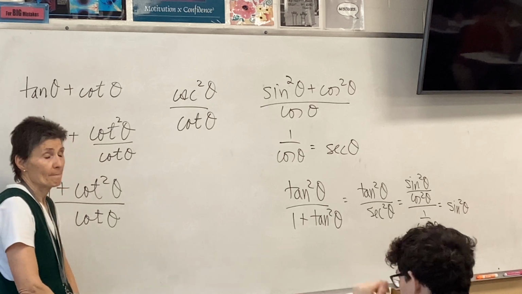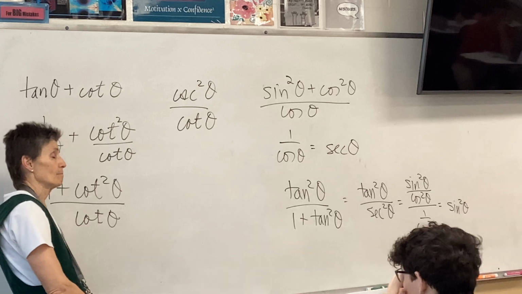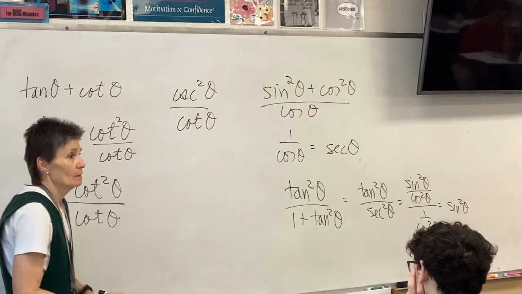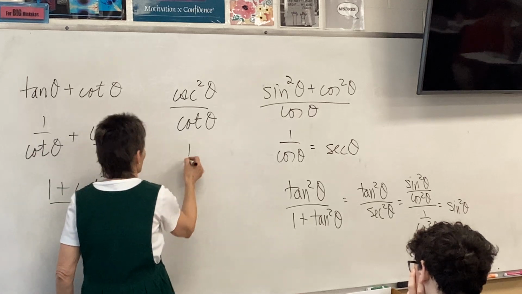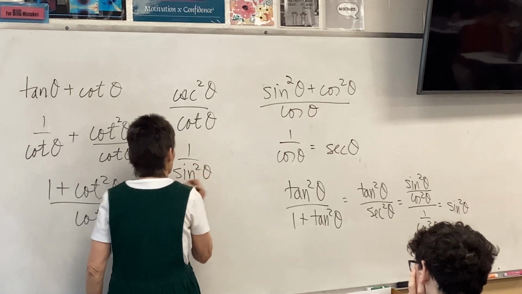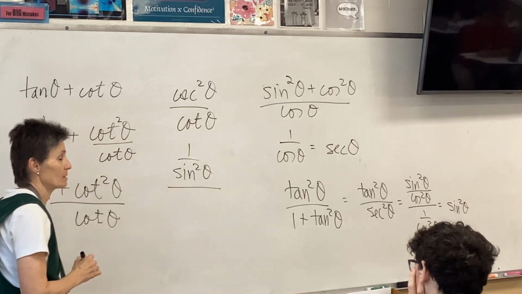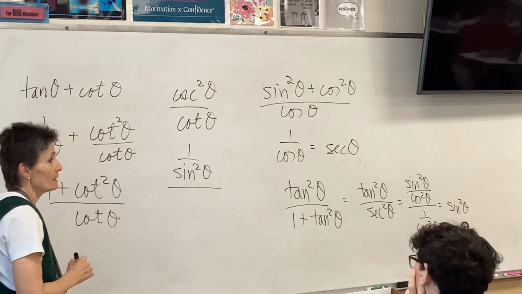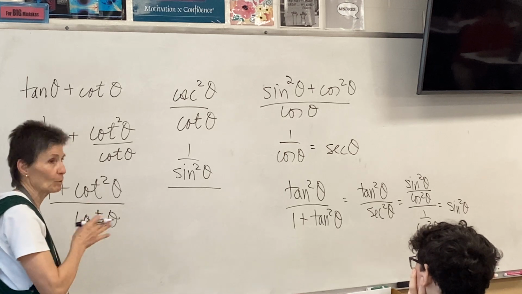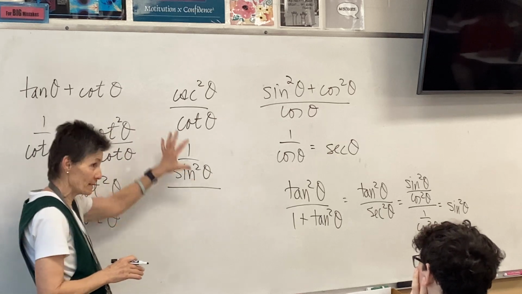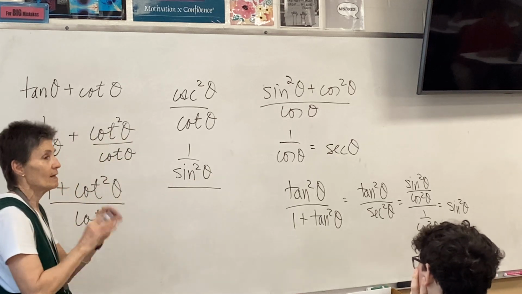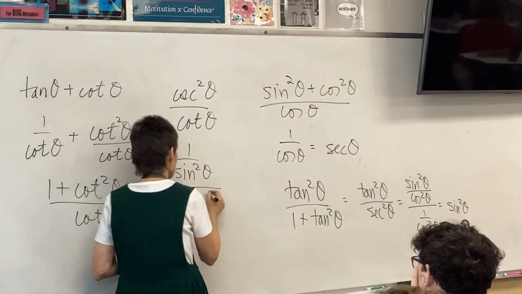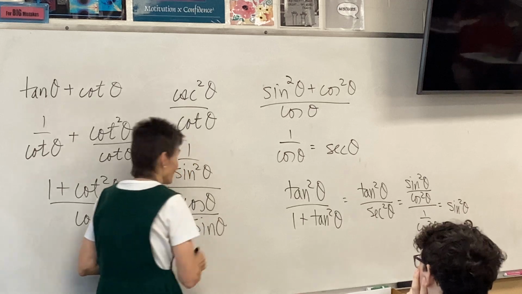Now what? What's cosecant squared? 1 over sine squared. And what's cotangent? Well, it is 1 over tangent, but I think that would take us down more lines, and this is already a long and winding path. What is cotangent? Cosine over sine. Cosine and sine are the building blocks.